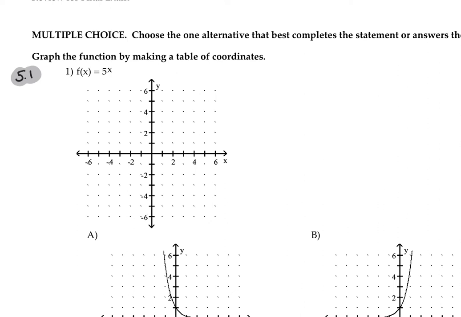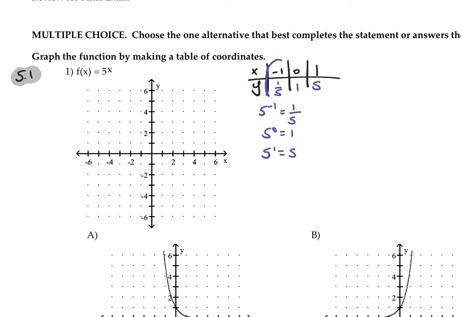So when we graph these, we make a table of coordinates, like it says. We plug in negative 1, 0, and 1. So 5 to the negative first would be 1/5. 5 to the 0 power is 1, because anything to the 0 power is 1. And 5 to the first would be 5. And then we plot these coordinate points: negative 1 and 1/5, 0 and 1, 1 and 5.